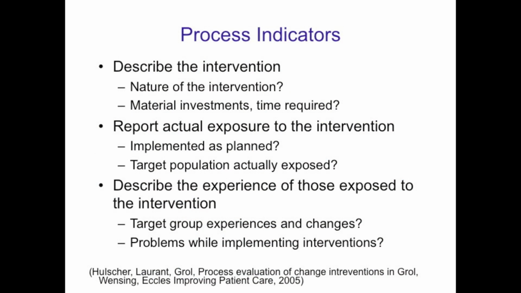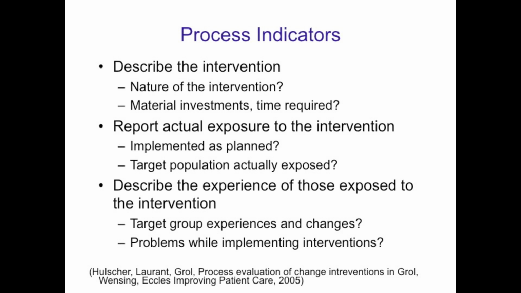The work in a book called Implementing Change in Practice, led by Richard Grol in the Netherlands, they talk about process indicators. So another set of indicators we need to be thinking about is: what's the intervention? What's the intervention patients are being exposed to? Because even though we call it a decision aid, decision aids have many different elements depending on what decision aid is being used. Another one is reporting actual exposure to the intervention.